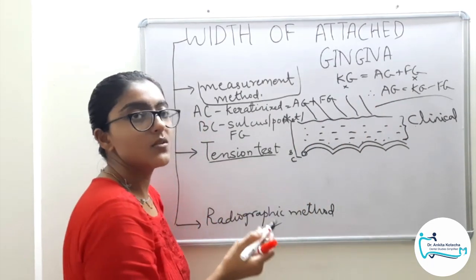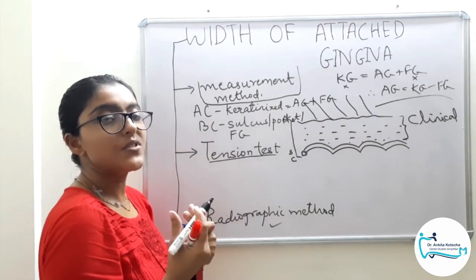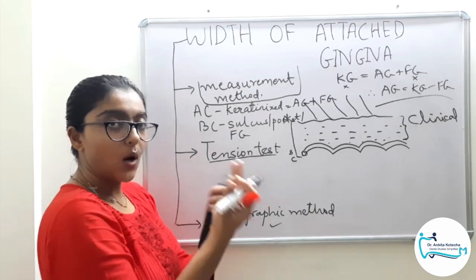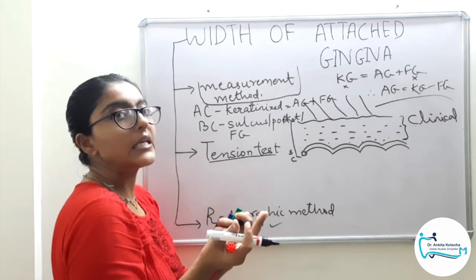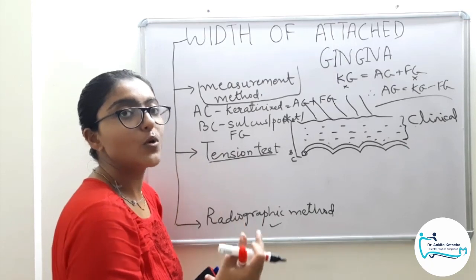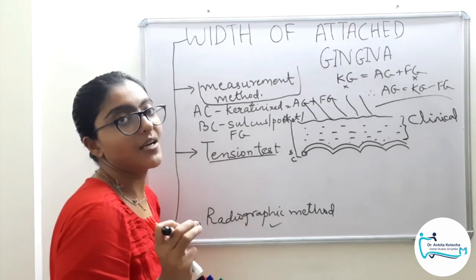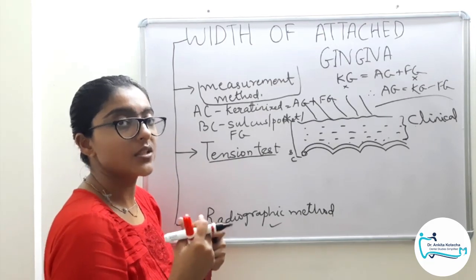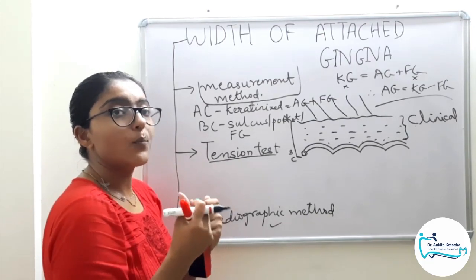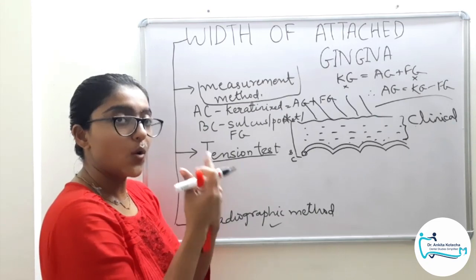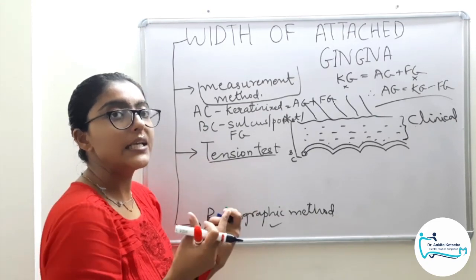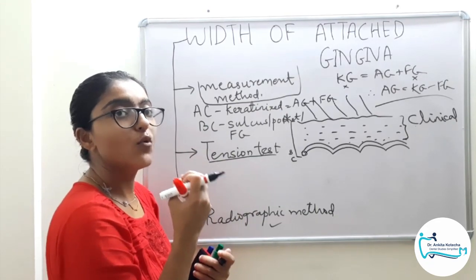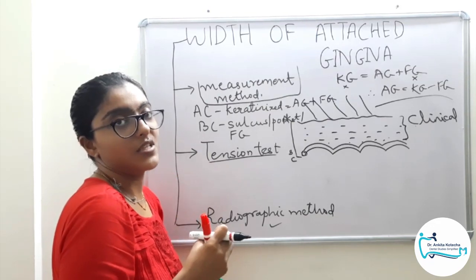Coming to tension test, wherein the patient's lips and cheeks are moved outwards, downwards and laterally to assess the tissue mobility at the free gingival margin level. When we are applying tension by retracting or pulling the lips and cheeks outward, downwards and laterally, we check for movement at the marginal gingiva.